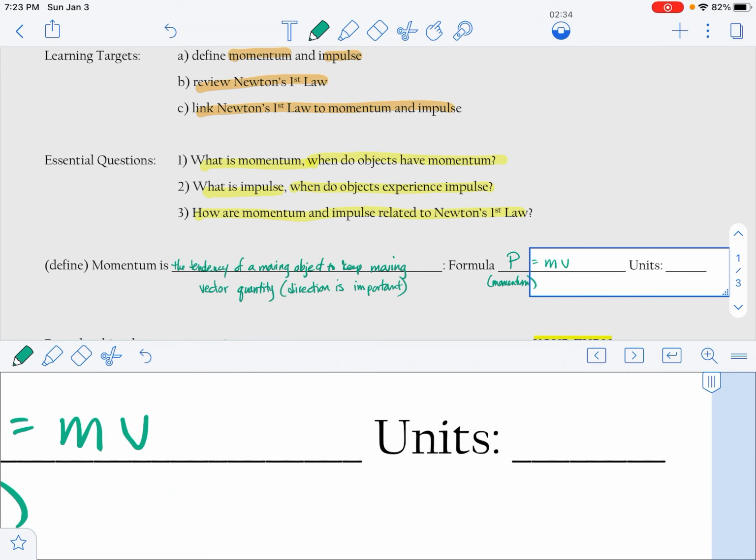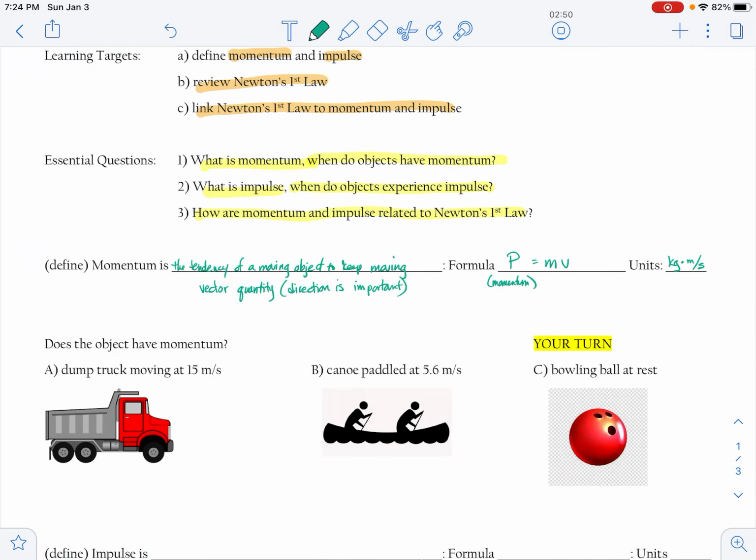All right, what would we label this? Well, these are weird units, but we take the units for mass, which are kilograms. We take the units for velocity, which are meters per second, and we put those together, and so our units here are kilogram times meters per second. All right, so think about all those things for a minute.